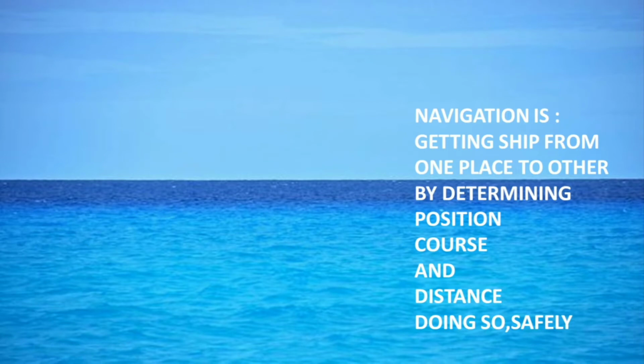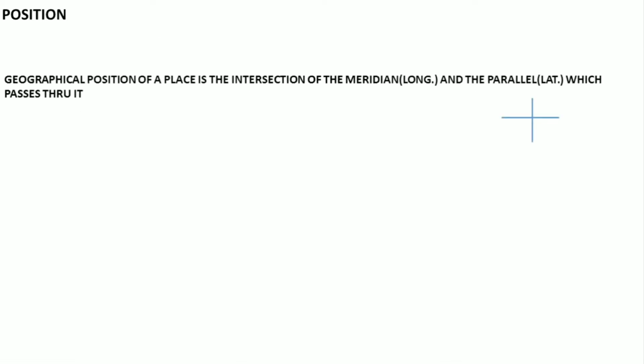When we started off, we talked about navigation being trying to get the ship from one place to another by determining its position, course, and distance. We already talked about position. Position is in terms of latitude and longitude. Wherever they intersect, that is the position of a particular place. And that's only one possible condition.